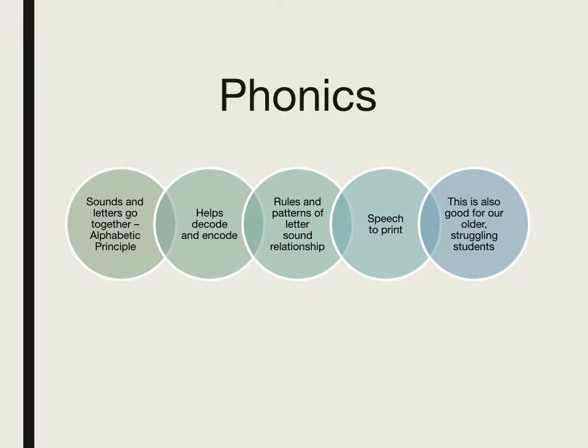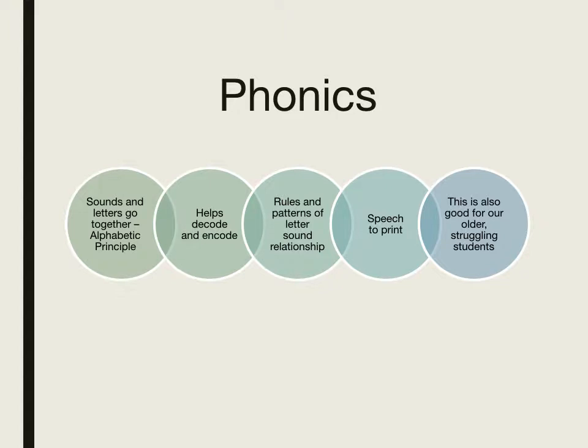The next essential ingredient to our reading instruction is phonics, and this is when we're introducing print and mapping our speech to print and learning that the sounds and letters go together. Once your children know this, they're learning the alphabetic principle. They're also learning rules and patterns of letters and sound relationships. This is essential for children to learn to read.